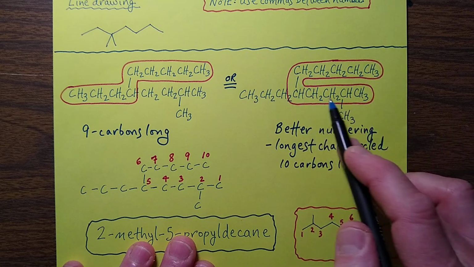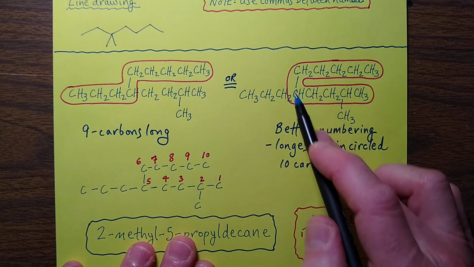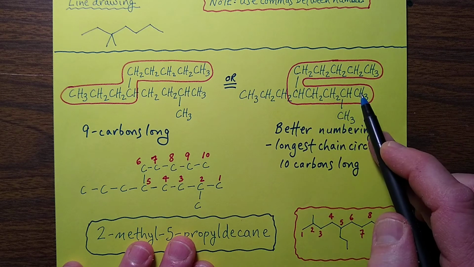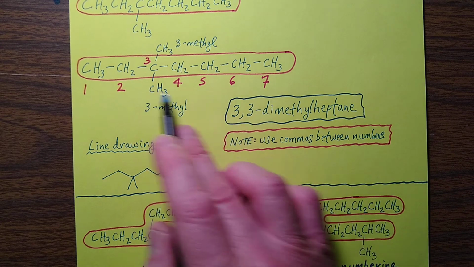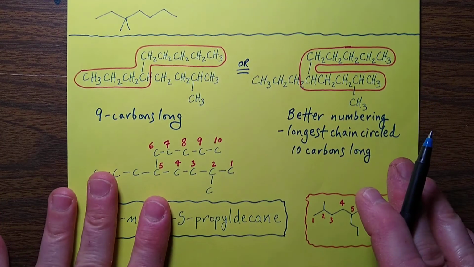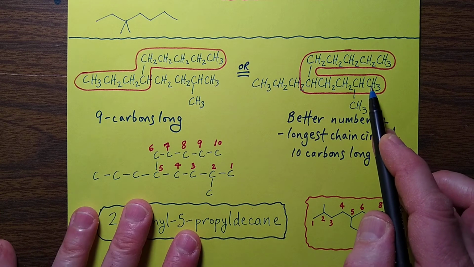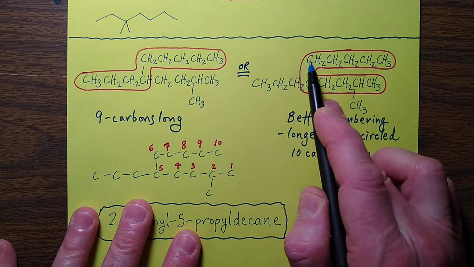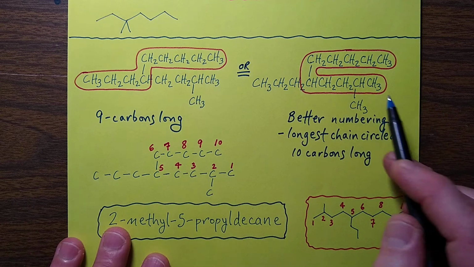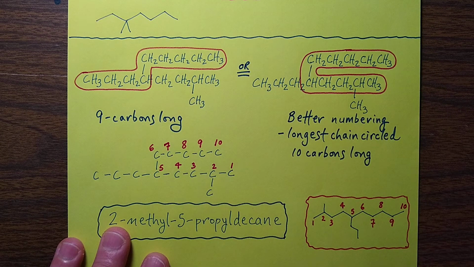So that's long. But if I look carefully, the longest chain is here. It's hidden, sort of. This is a continuous chain. You can see all the carbons are attached to each other, so that counts. It does not have to be straight across. So pay attention to that when you're doing these examples. So here's my longest chain. 1, 2, 3, 4, 5, 6, 7, 8, 9, 10. That's longer than 9. Now, how do I number it, though?